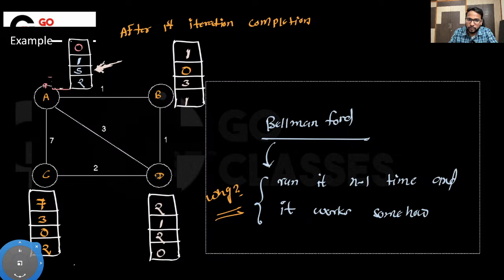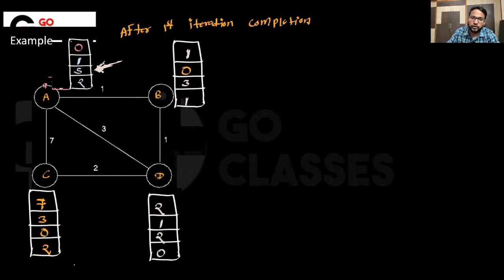Do I have any GO Classes student who is currently watching this particular session? If you have watched, then please let me know: was I able to convince you in the lectures that Bellman-Ford works the way it works, and why it works the way it works?